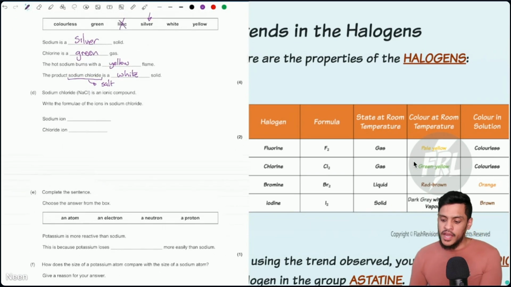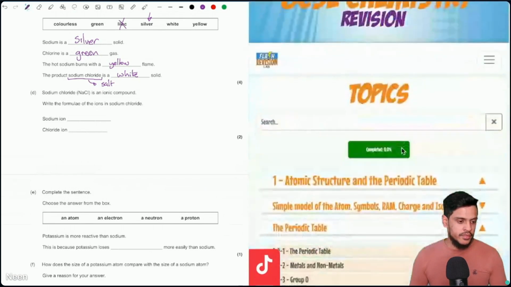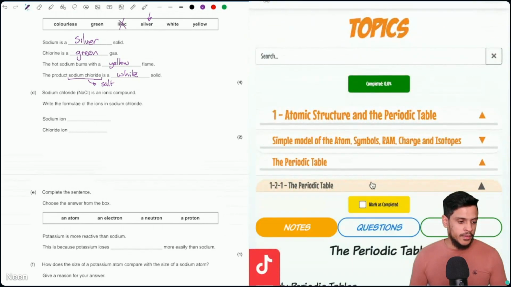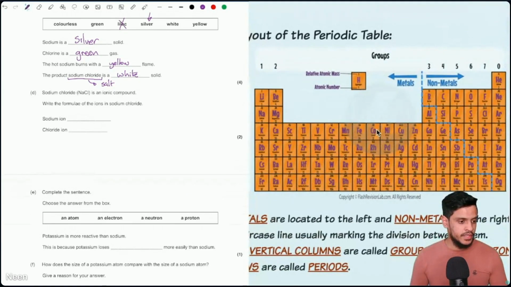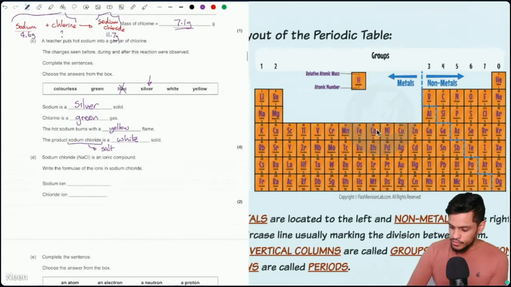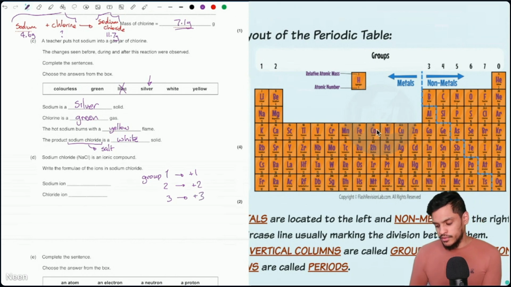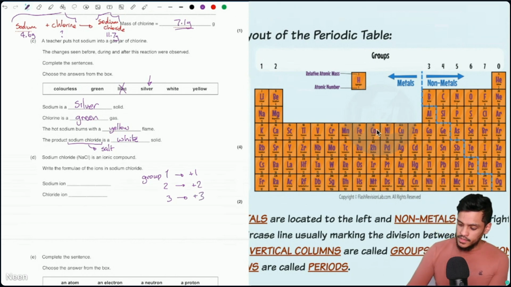Next one. Sodium chloride is an ionic compound. Write the formula of the ions in sodium chloride. So we've got a sodium ion, we've got a chloride ion. The way to figure out which charge it has is by looking at the periodic table. If it's group 1, it is always +1. Group 2, always +2. Group 3, if you do come across group 3, I don't think that comes up much. It's +3. 4 and 5, you can't really make ions.